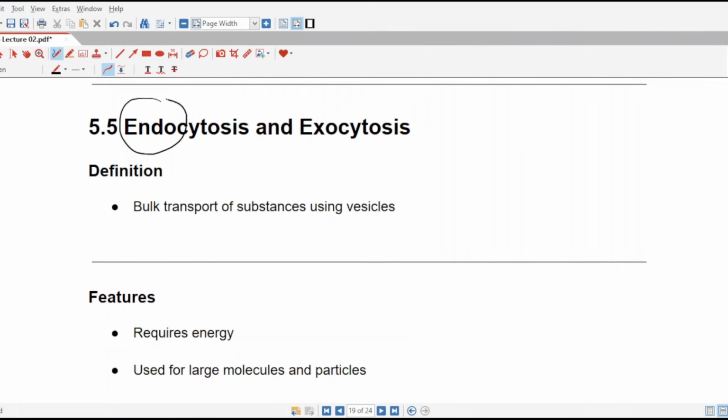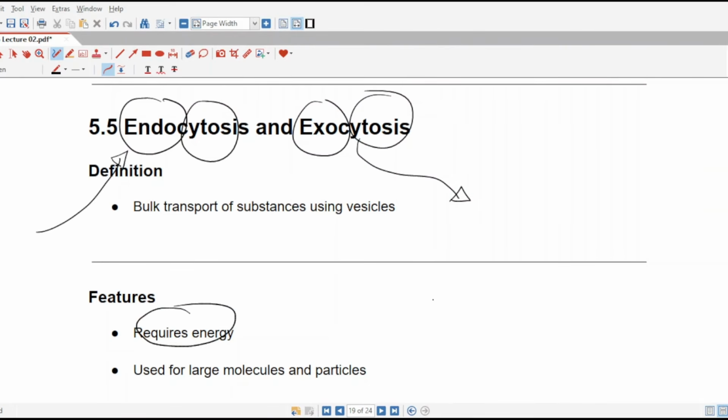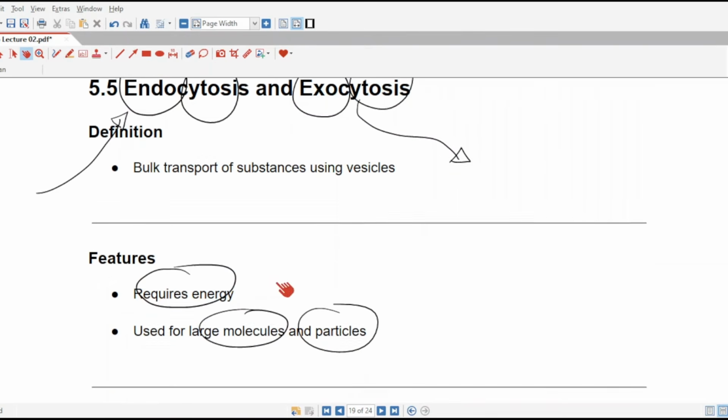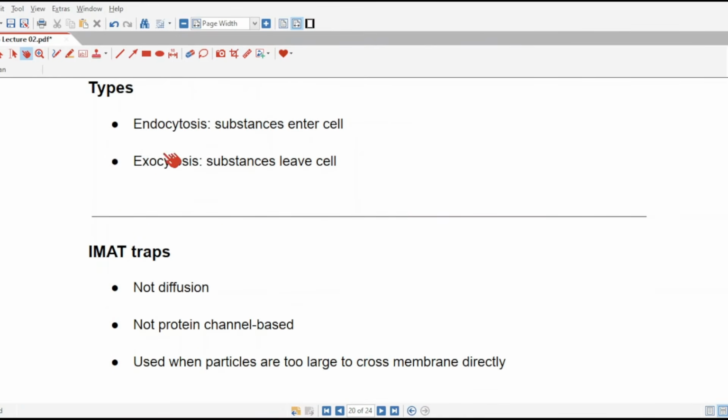Endo means inside the cell, exo means outside of the cell. That means when you take something inside the cell in bulk amount, this will be endocytosis. And when you put something outside the cell in bulk amount, this will be exocytosis. And this process will require energy, and this is used for large molecules and particles. Okay. What are the types? We have covered. Endocytosis means substances enter the cell. Exocytosis means substances leave the cell.